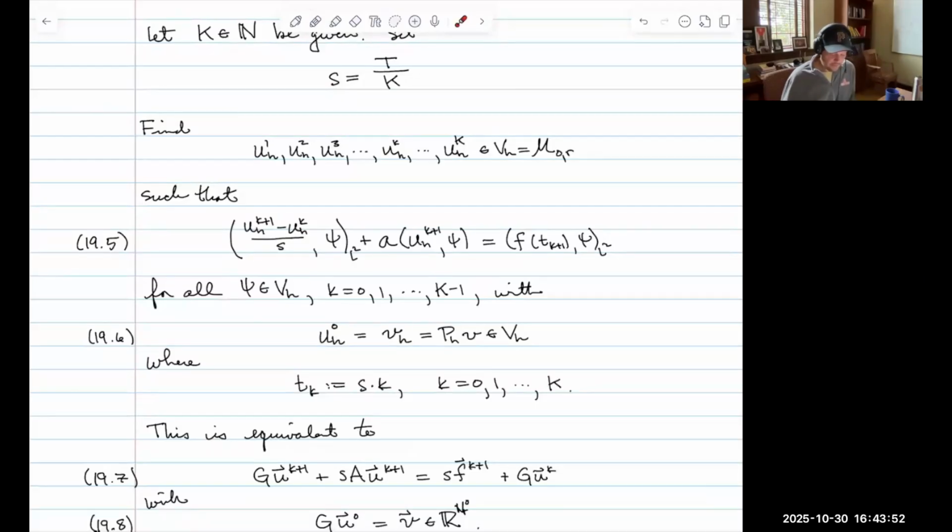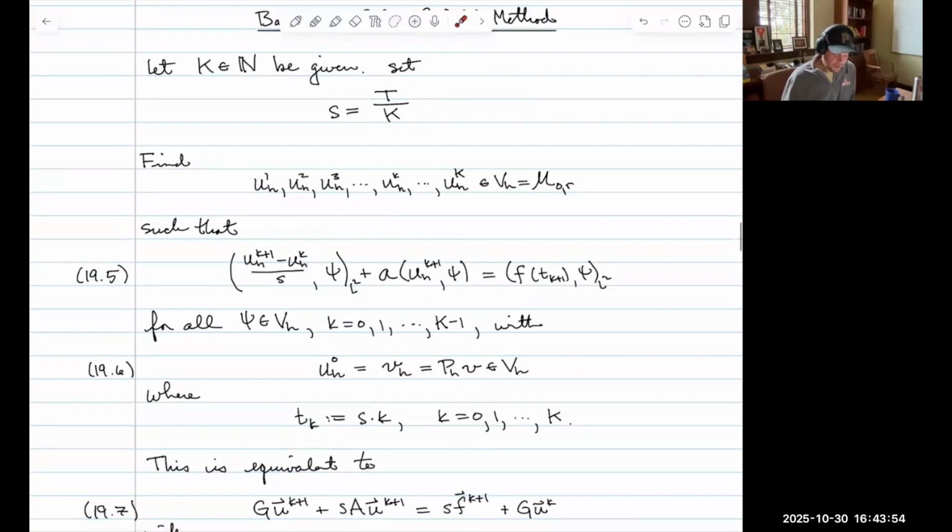Now, is it backward Euler or forward Euler? This one is going to be backward Euler because we're going to make it implicit. Okay. So it's a backward Euler method. Now this S is equal to T over some positive integer K. So this is the number of time steps that I want to take, and T is the final time. If I want to figure out the step size that I need to have, then this is going to be T over K. And this K is some positive integer.